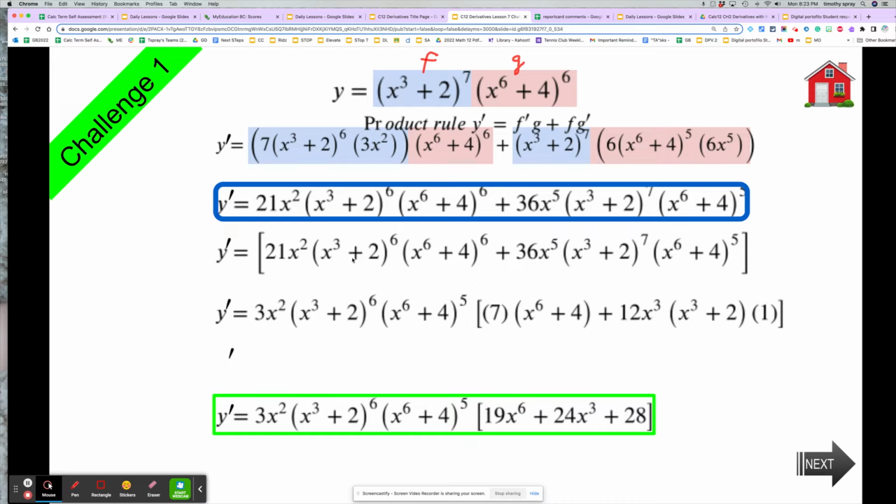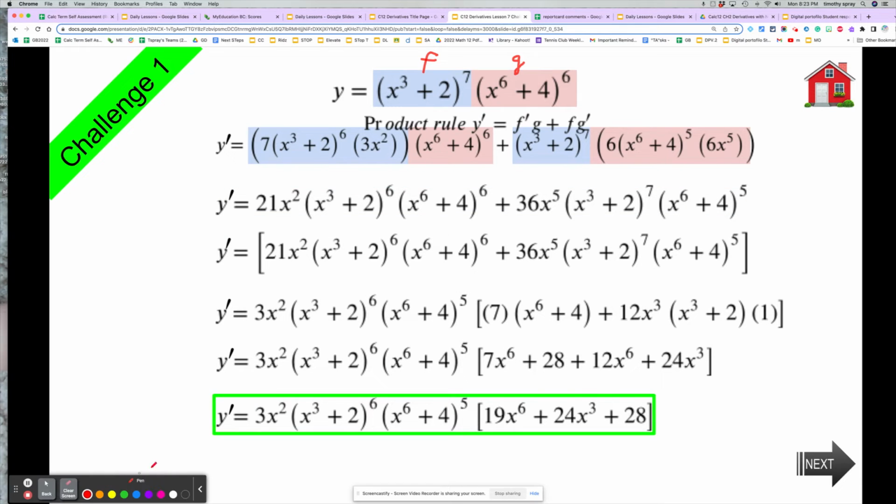Then I'm going to go to this term, and I can take out 6 of those guys. So maybe I'll use this little pen here to see that. These two guys, I can take out 6 of those. So that's why I have the 6.